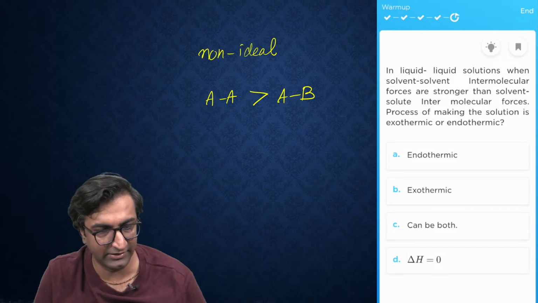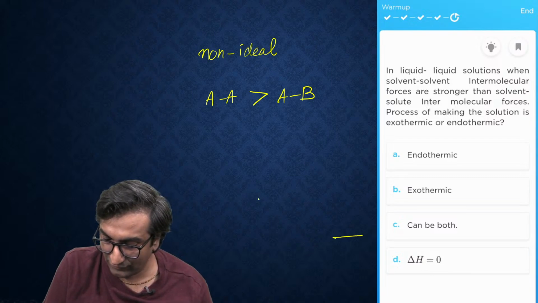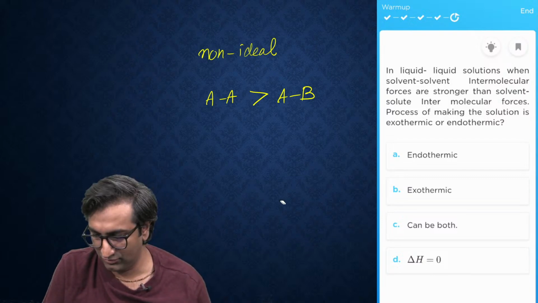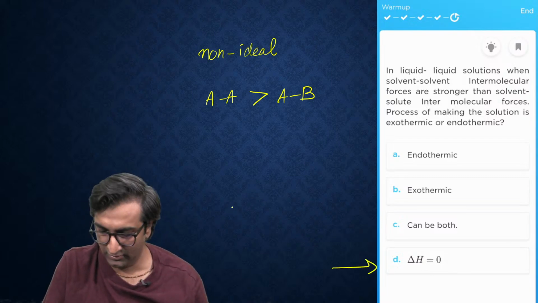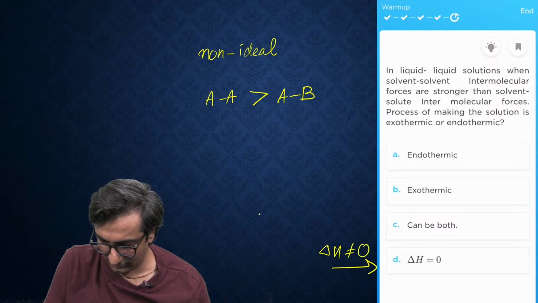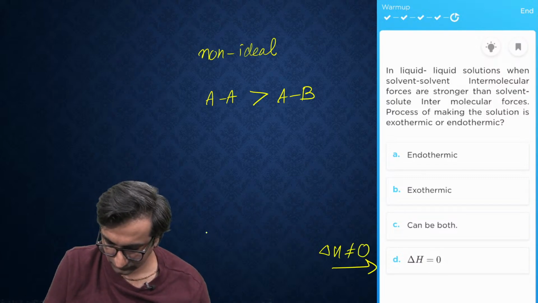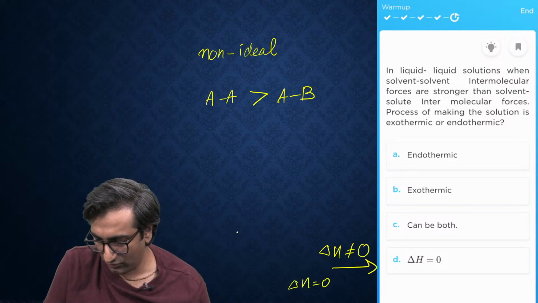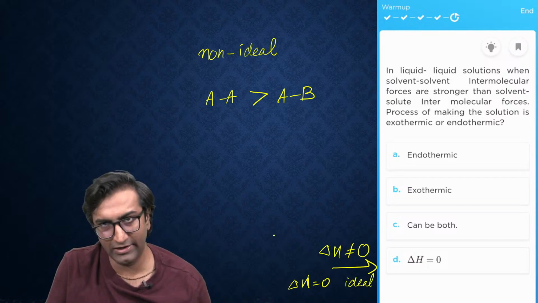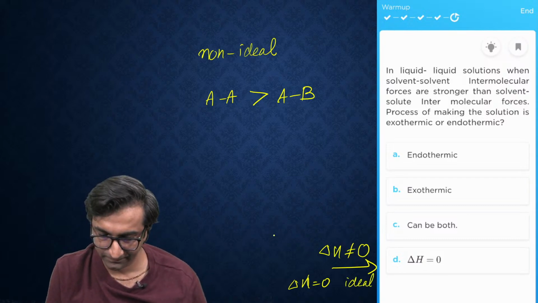What do you think? आपको क्या लगता है? I think we can exclude this last option over here. Delta H is not equal to 0. Why? Because delta H should be 0 only for ideal solutions. For non-ideal solution, not maybe. This is non-ideal clearly.